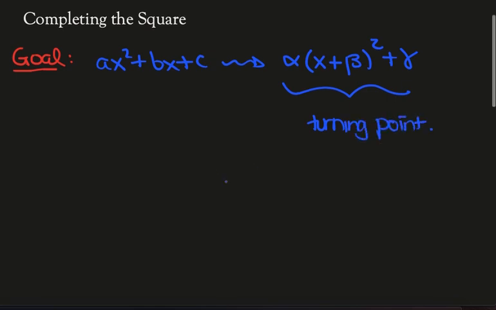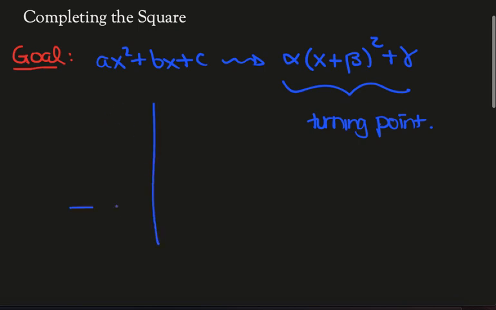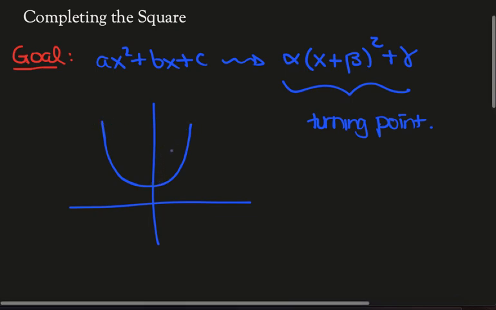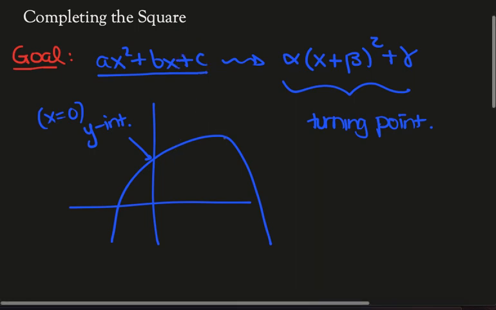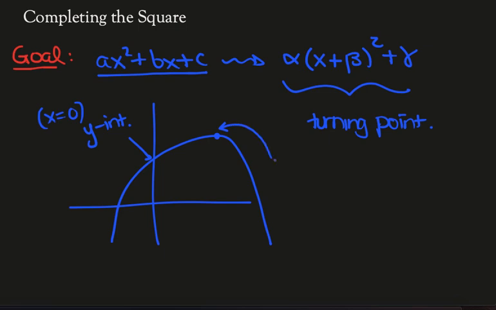Now, although we haven't done sketching of quadratics yet, quadratic equations look something like this. They have a y-intercept that we would have to calculate. This form is more useful for the y-intercept, because for the y-intercept we just set x equal to 0, and then we see that the y-intercept is given by this plus c. But another important point for quadratics is the turning point.